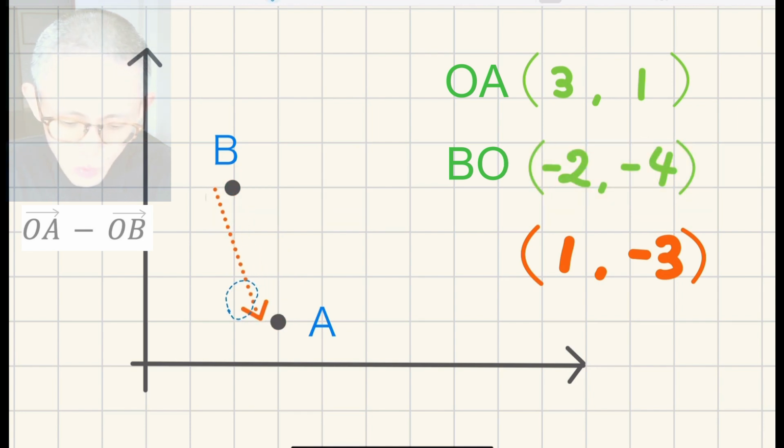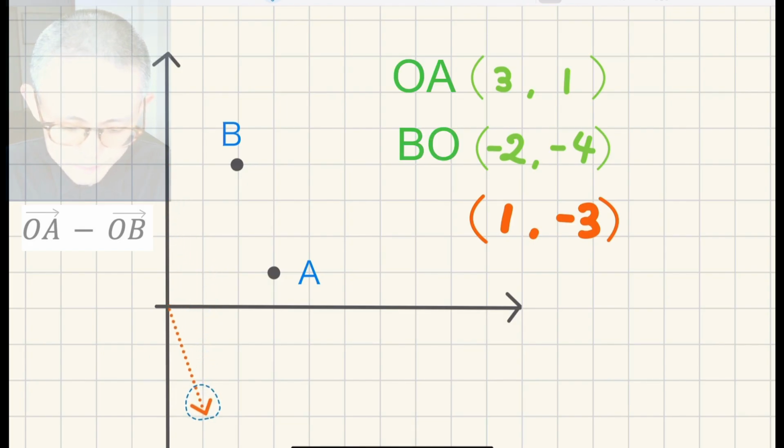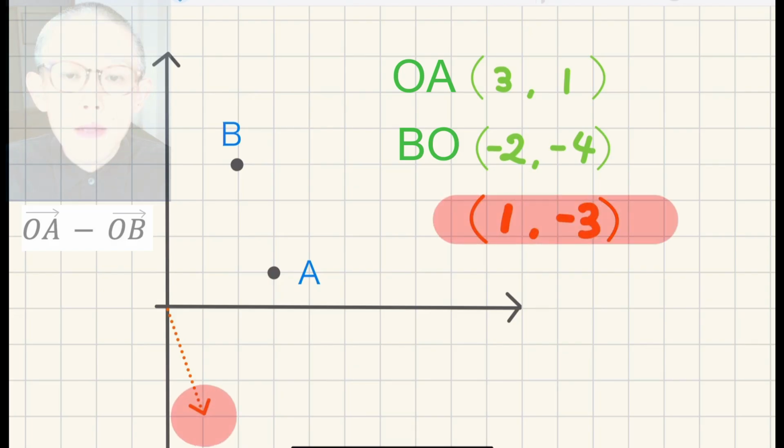If you move the red arrow by vector BO, 2 units leftward and 4 units downward, the tail has come to the origin. The head has also moved accordingly. Check where the head of the arrow is now. It's at 1, negative 3. This is the result of this vector subtraction.